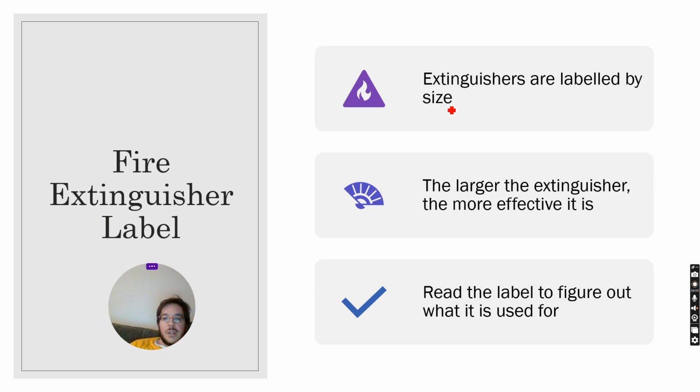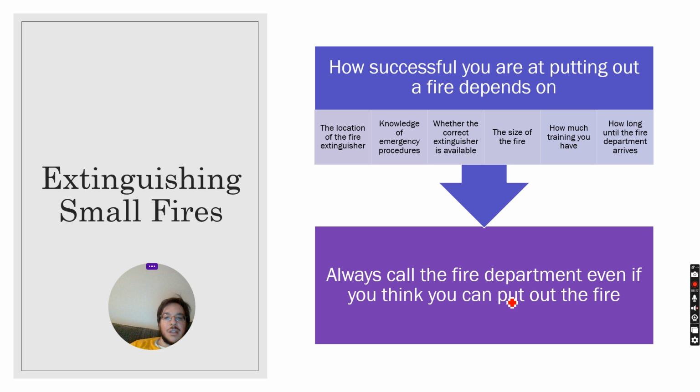Now, when you get a fire extinguisher, it will be labeled by its size, and the larger it is, obviously, the more effective it is. So read the label, then you'll know. Now, if you see a small fire, you might be able to put it out, and that depends on how big it is, how good you are at using a fire extinguisher, how much training you have, if you even have the right extinguisher for your fire, how far the extinguisher is if you have to run to get it, and how the fire spreads.